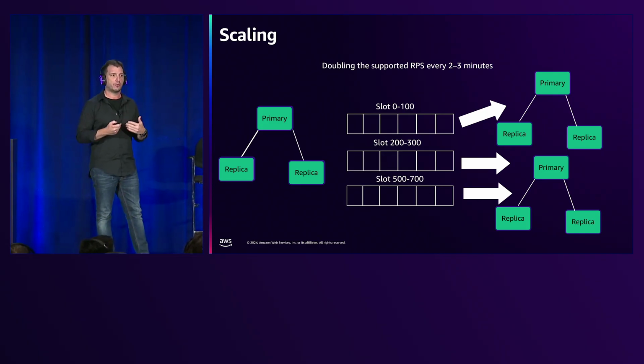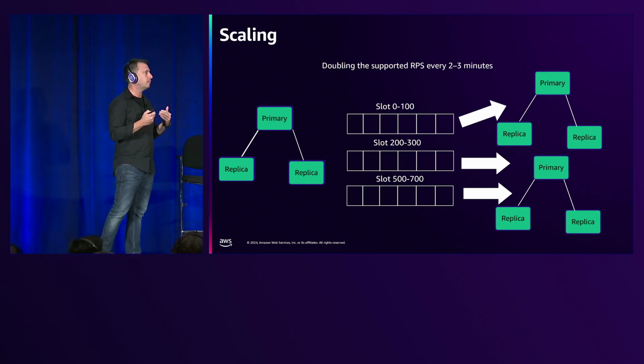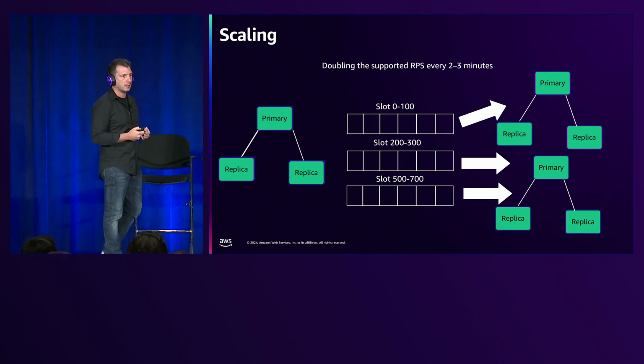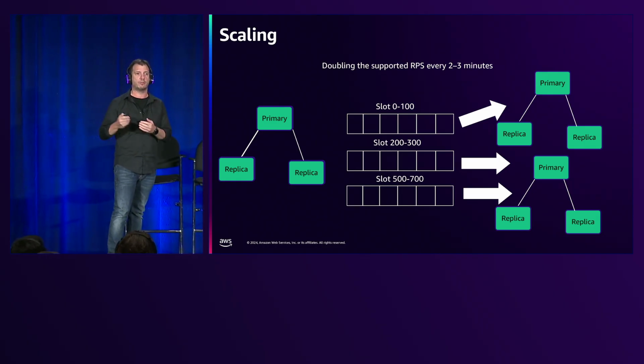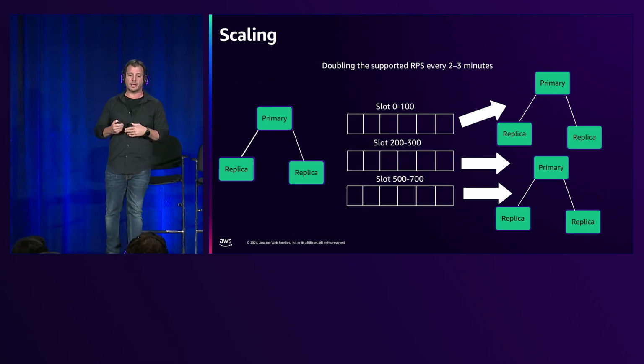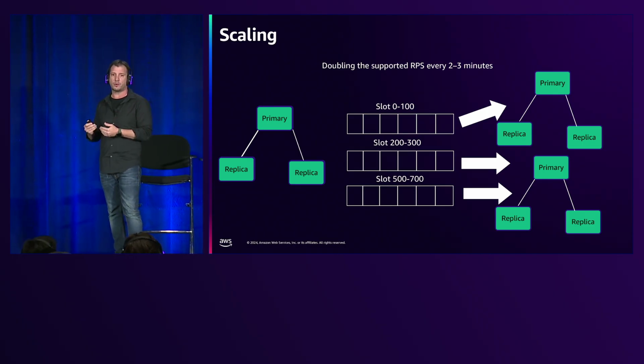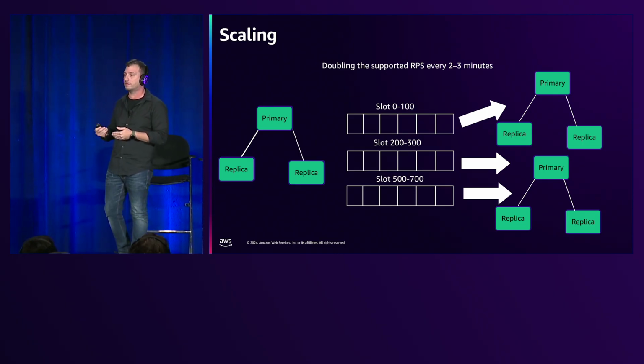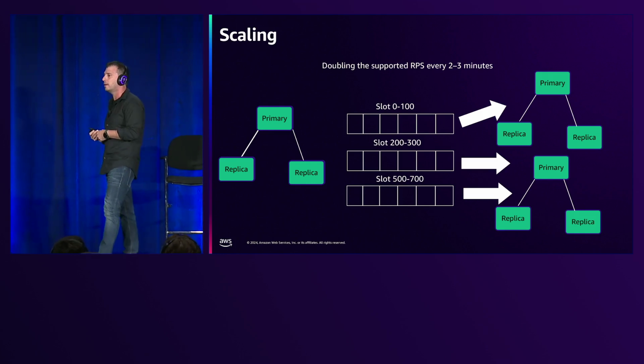This year we also introduced the ability to move multiple different slots, ranges of data, in parallel to multiple different targets. So we can actually double the supported requests per second within 2 to 3 minutes, which is an amazing result.